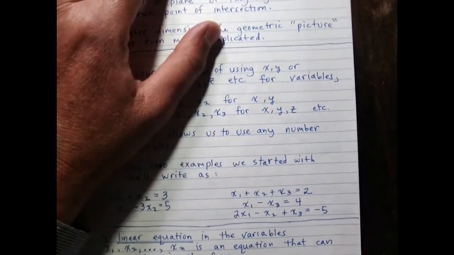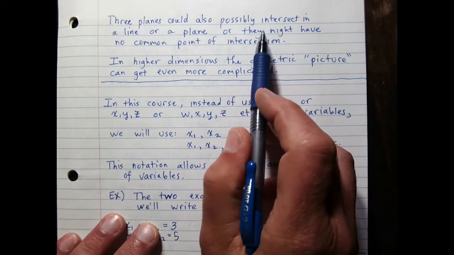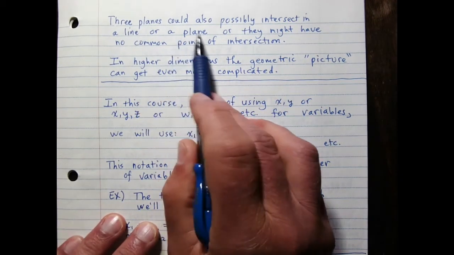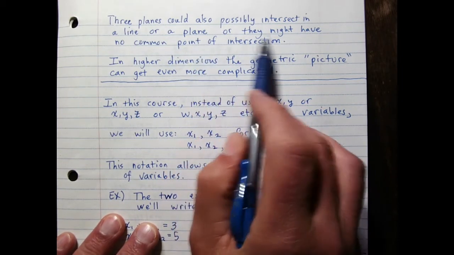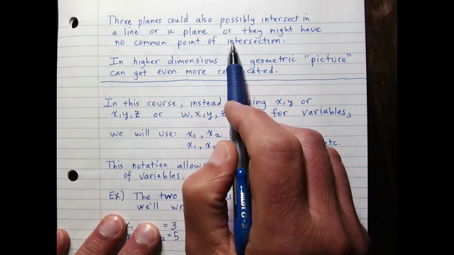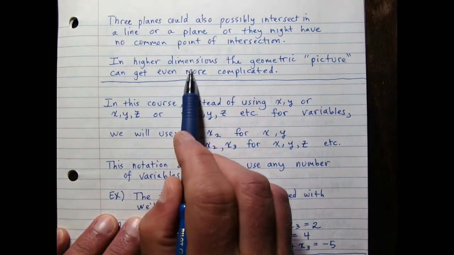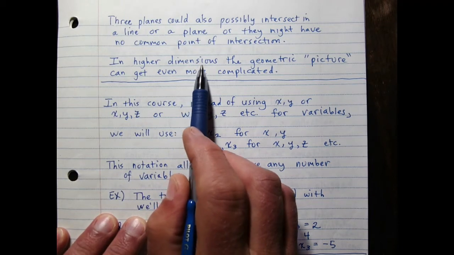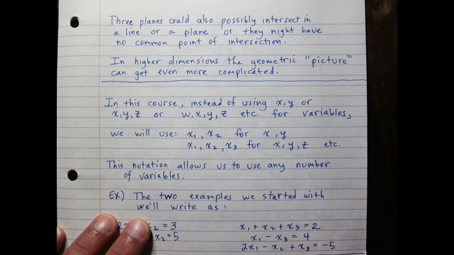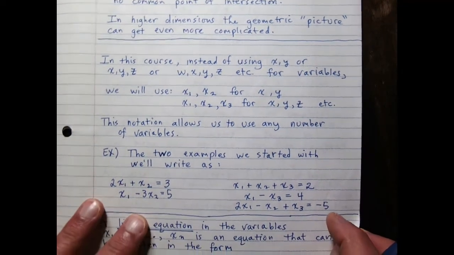Let's go on to the second page here. But 3 planes could also possibly intersect in other ways. 3 planes could intersect in a single line, or a plane. They could all coincide. Or they may have no common point of intersection. So with the situation with 3 variables in 3 dimensions, it starts getting a little bit more complicated than the 2-dimensional case. And we're going to look at even higher dimensions where the geometric picture gets even more complicated. And this is where linear algebra comes into play to describe these situations. Really, it's not necessary in low dimension, but it's really helpful when we get to higher dimensions.